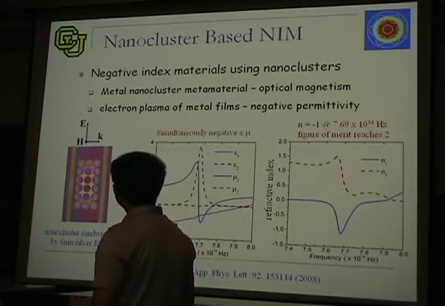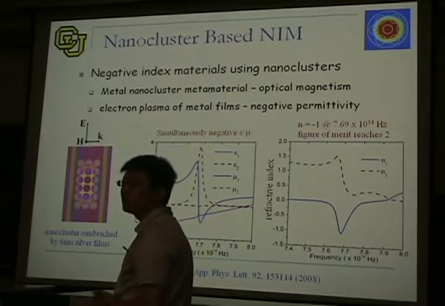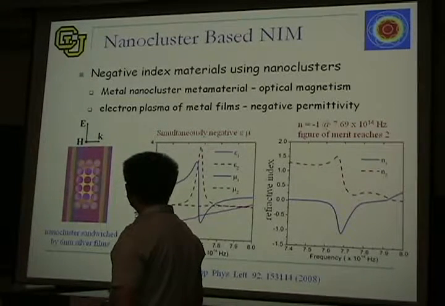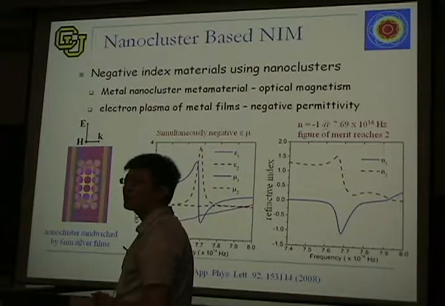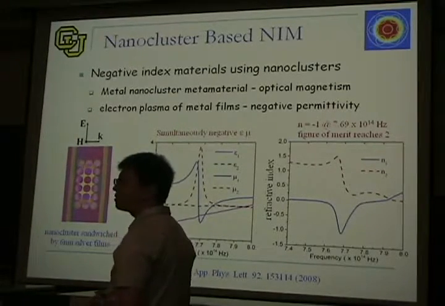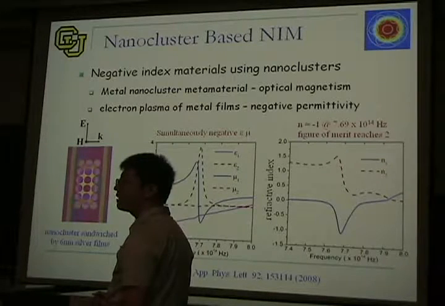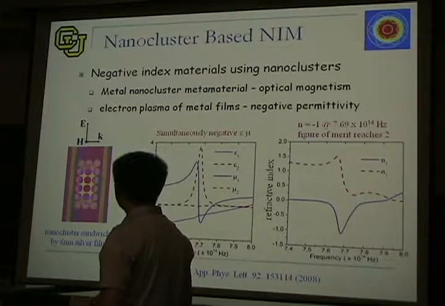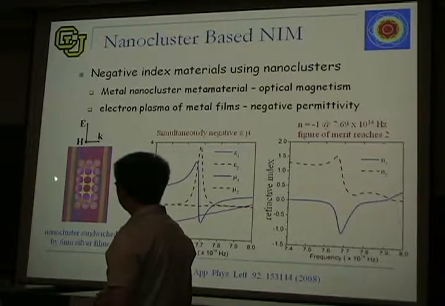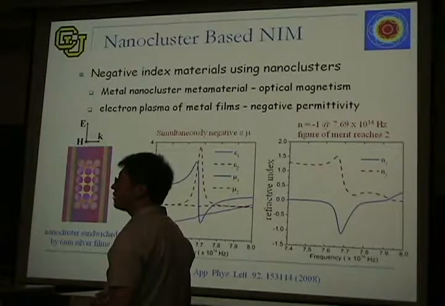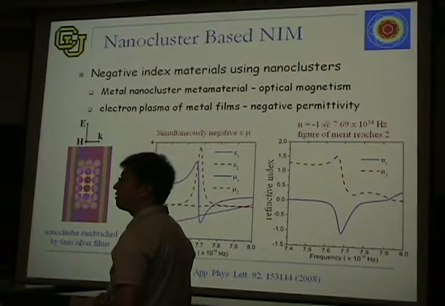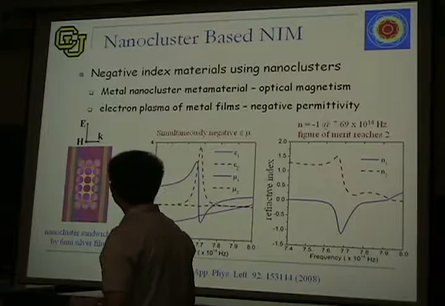We can then construct negative index materials by combining those nanoclusters with other components that give us negative epsilon. The first example is because metal exhibits negative epsilon below the plasma frequency, we sandwich these nanoclusters between two thin films of silver, and this is actually the unit cell of our negative index materials.